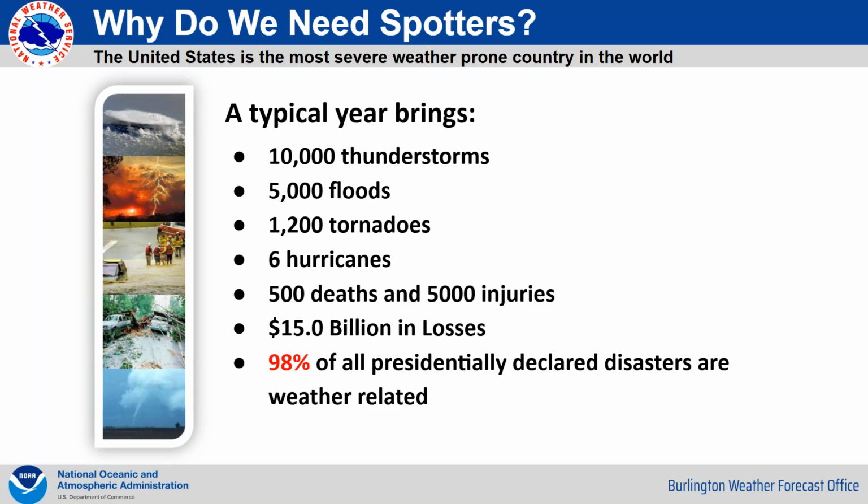Skywarn is important because across the United States, we typically have some of the most severe weather across the globe. So a typical year will bring about 10,000 thunderstorms, about 5,000 floods, 1,200 tornadoes, 6 hurricanes, and as far as deaths and injuries and dollar losses, it accounts for about $15 billion in losses. So it's important for us to be prepared for severe weather.